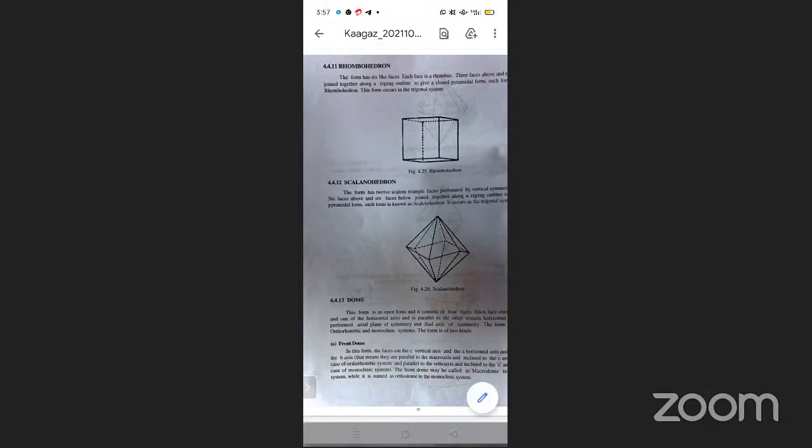Okay, and I'm stopping here. Tomorrow we'll discuss the remaining description about the monoclinic, triclinic, and hexagonal systems.